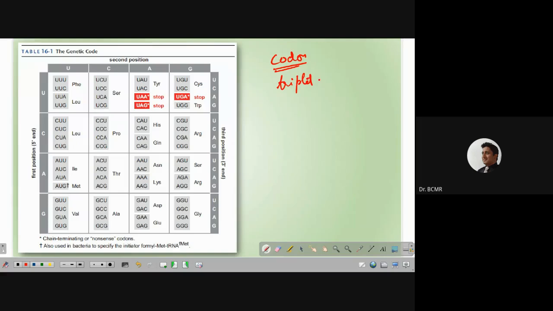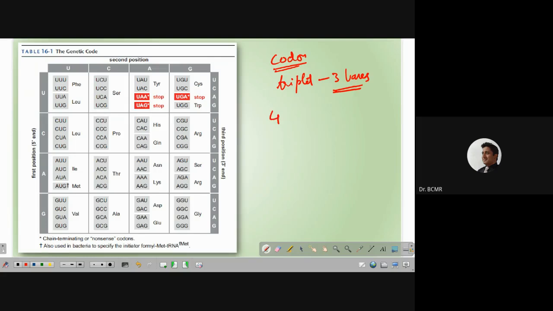Triplet means three, a triplet of three bases. You all know that, you have studied it. We will discuss how they found it out in later classes. But otherwise, how can the information that is in the form of nucleic acids be converted to information in terms of amino acids?